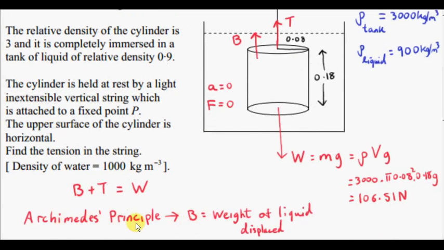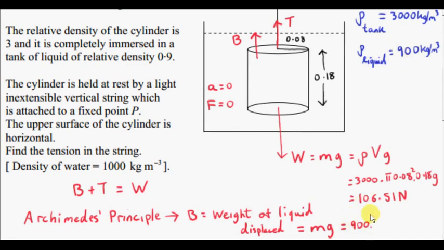So here is where we apply Archimedes' principle. We know that the buoyancy force on an object is the weight of the liquid displaced by the object. So how do we get that? The weight of the liquid displaced is the mass of the liquid displaced, m times g. What's the mass of the liquid displaced? Well, it's the density of the liquid displaced times the volume of the liquid displaced. Okay, so that's the mass. So what's the density of the liquid? It's 900.